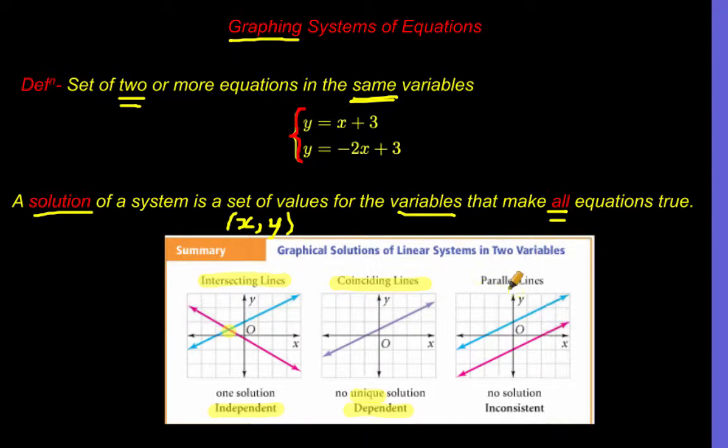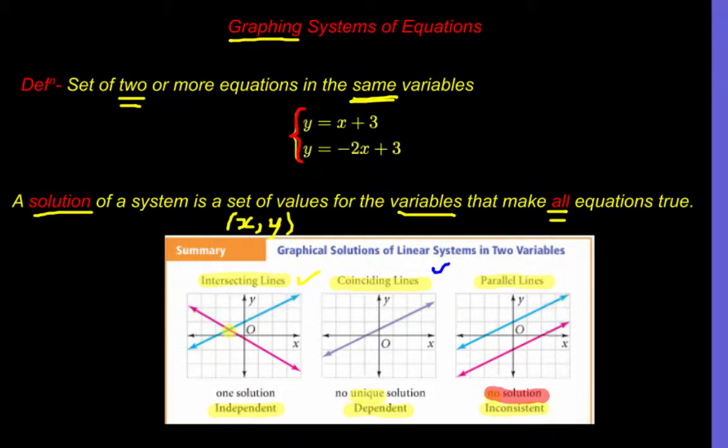The final type we can have is parallel lines. We call that an inconsistent system because there is no solution to that system. The lines are parallel, so there's no solution. So when we solve these systems by graphing, one of these three things is going to happen: either the lines are going to intersect, they're going to overlay, or they're going to be parallel. That's what we're going to look at when we solve these systems.